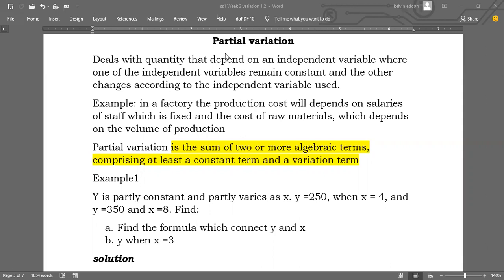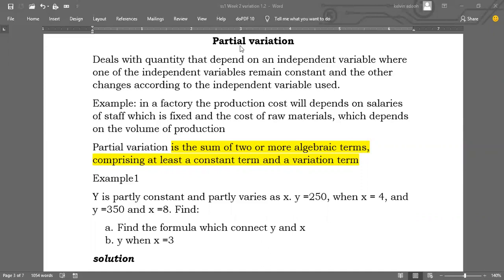And today we are going to consider this very important subtopic under variation called partial variation. Please pay close attention to this because when it comes to external exams, WAEC or NECO, you will likely see this in the theory question. So please note this very, very important part. Clear? Please note. Okay, let's go straight to the business.